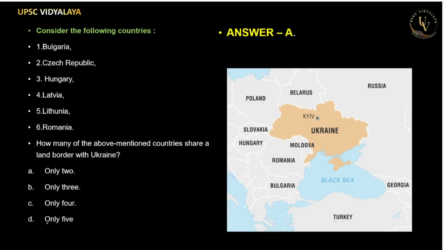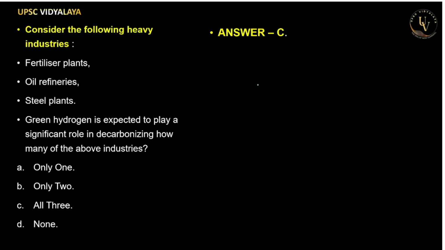Consider the following countries: Bulgaria, Czech Republic, Hungary, Latvia, Lithuania, Romania. How many of the above mentioned countries share land border with Ukraine? Russia has been waging war on Ukraine for so many months, right from last year. So constantly this question has to appear. Okay. So the answer for this question is only two. What are the countries? Here we have Romania. Romania is mentioned here. Hungary also shares a land border. So it is the two countries which share the land boundaries.